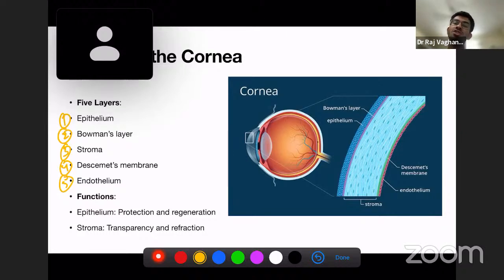And what are the functions of these layers of the cornea? The epithelium functions by protection and regeneration. It protects and regenerates the cornea. The stroma is for transparency and refraction, through which it helps the light pass through the cornea and transfer to the lens. It is also responsible for the transparency of the cornea. So we have epithelium, Bowman's layer, stroma, Descemet's membrane, and endothelium.